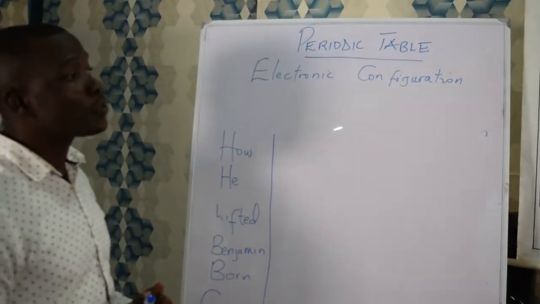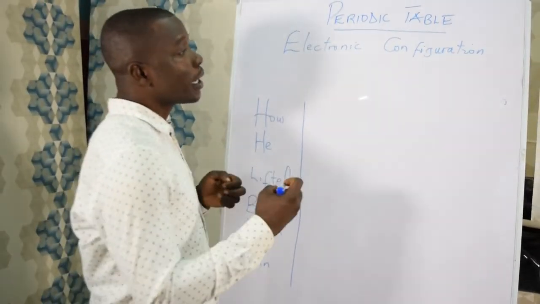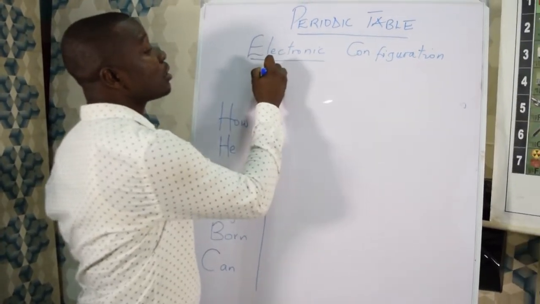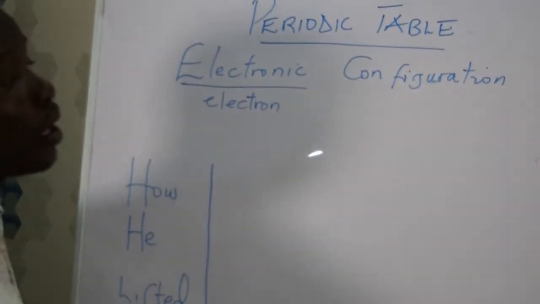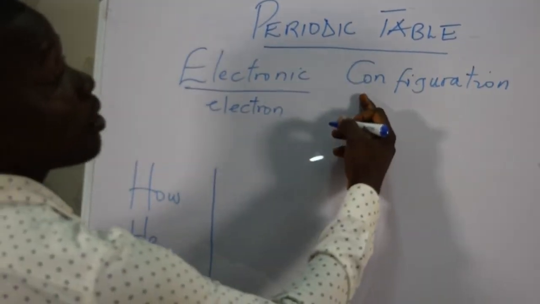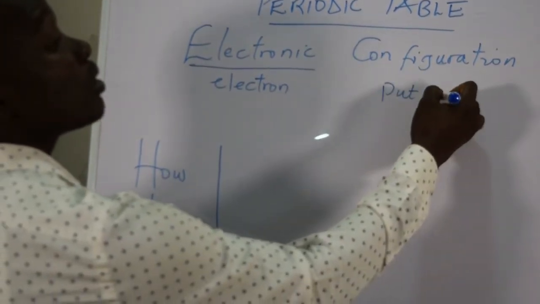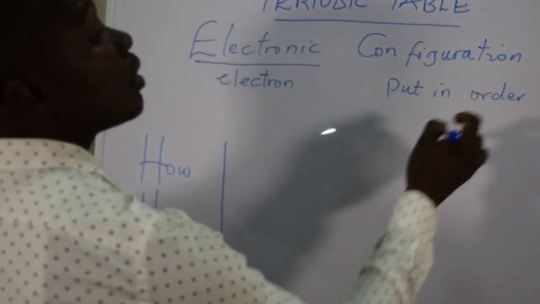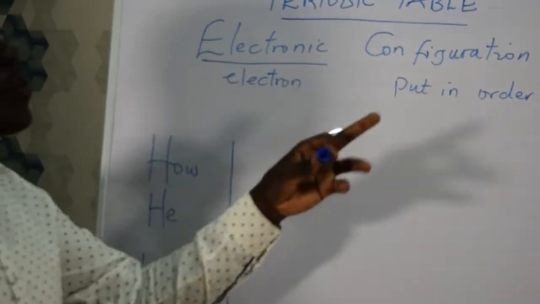Objective, which is electronic configuration. And just as I keep on saying in science, it's not all about memorizing. What I can say is that this word is coming from the word electron. And when we say configuration, it means to put in order. When we say to configure a machine, it means to put in order.